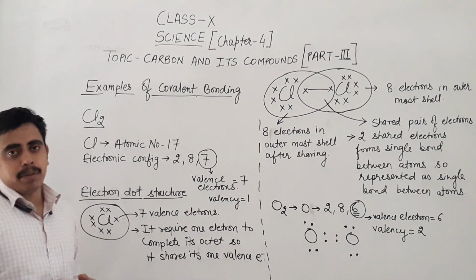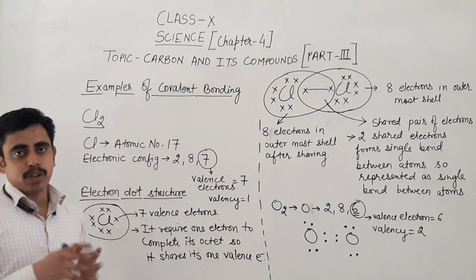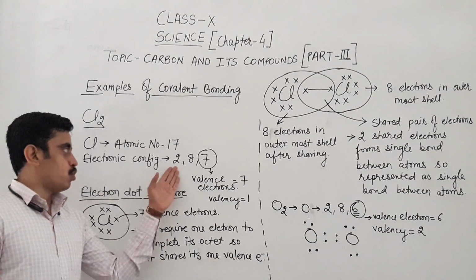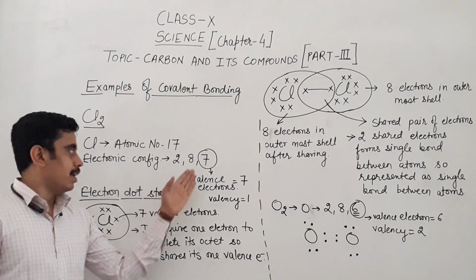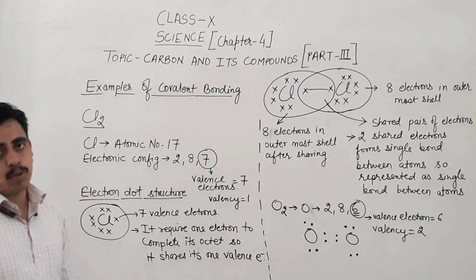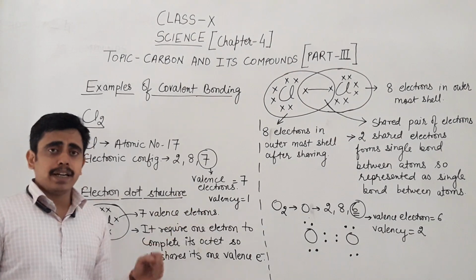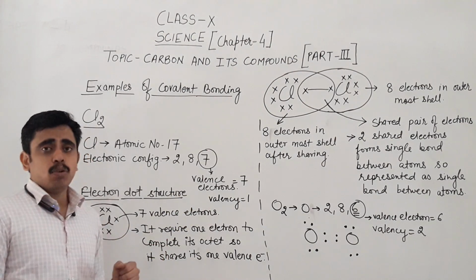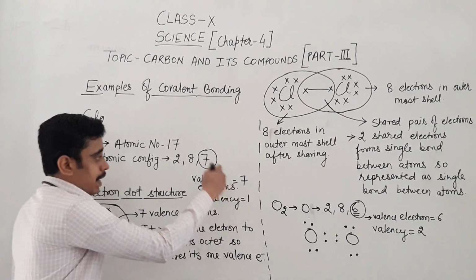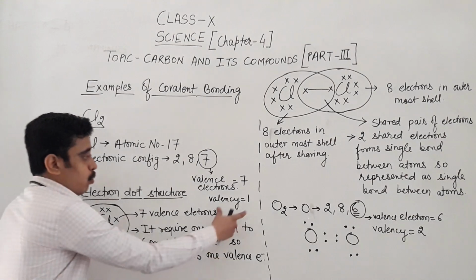Chlorine, its atomic number is 17, as you all know, and its electronic distribution in the shell, that is electronic configuration, is 2 electrons in the first shell, 8 electrons in the second shell, and 7 electrons in the outermost shell. As I have told you earlier also, the electrons present in the outermost shell are known as valence electrons. So chlorine has 7 valence electrons in the outermost shell and its valency is 1.